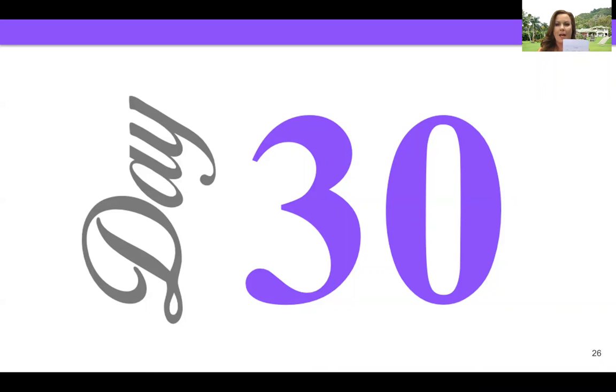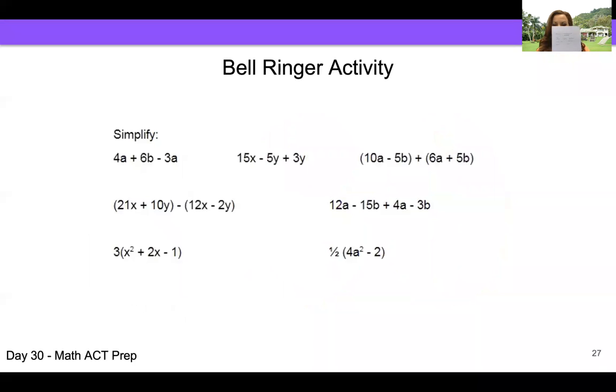Yes, so you should have either your bell ringer for day 30 in your hand or on your screen, and work the problems on a separate sheet of paper. So this one basically is just saying simplify. You're not going to get an answer, but we're just trying to get these equations in the simplest form before we insert a value for A and B.